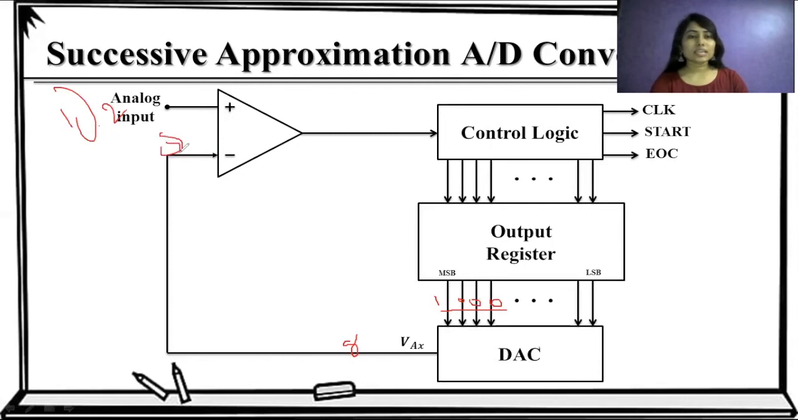Now this 8 is compared with 10.2 using the comparator. So we have 10.2 minus 8, which means a positive value. This positive difference is given to the control logic. That means we have to retain this bit, as we have a greater analog input. So this first bit 1 is fixed, and this is again given to the output register and stored as 1000. Now the target of MSB is done.